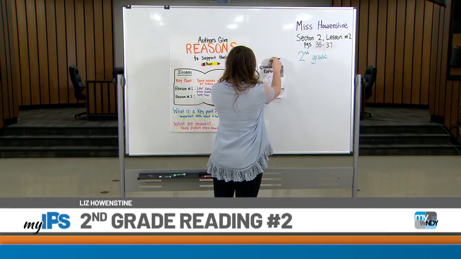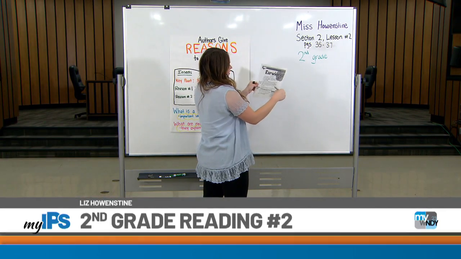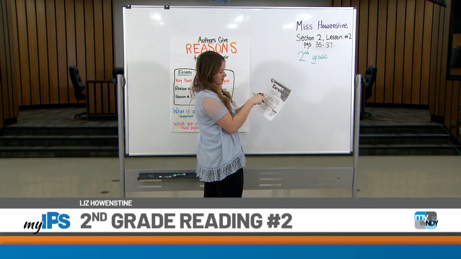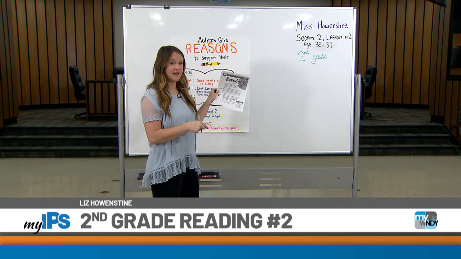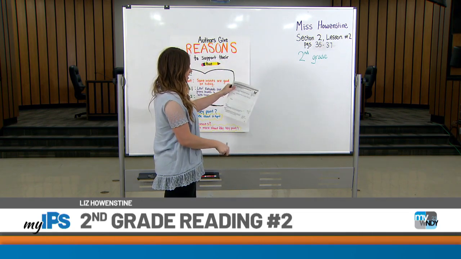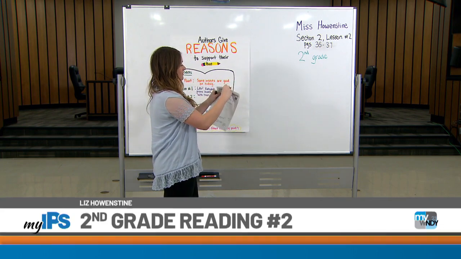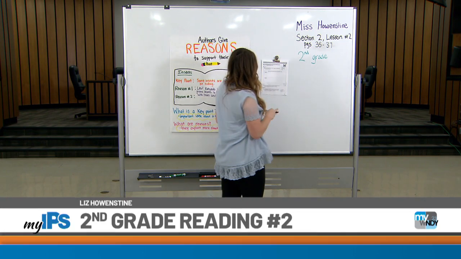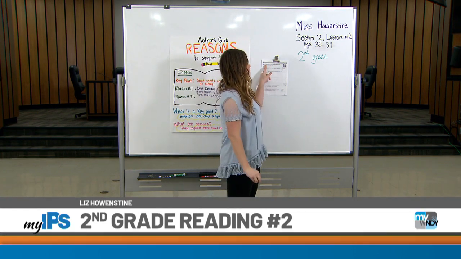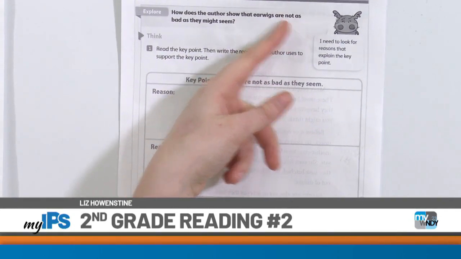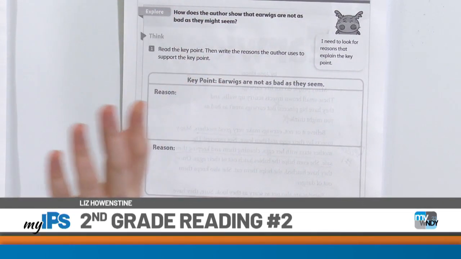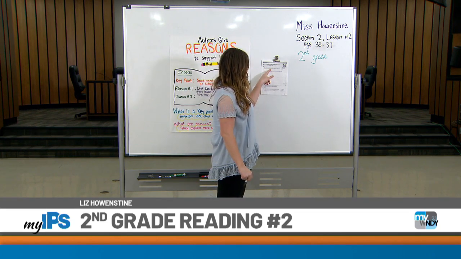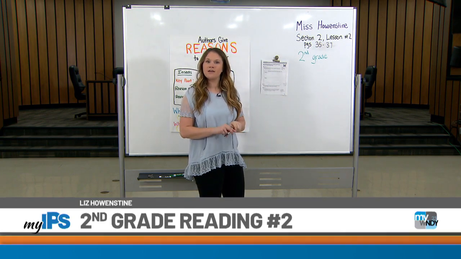Now I want to turn it over, and I know yours will look the same way, so it might be hard to flip back and forth. So you may want to copy these before you turn over to the back, so you can see what you're going to write. If not, you'll just flip back and forth like I'm going to probably do. So let's look where it says up here, explore. How does the author show that earwigs are not as bad as they might seem? Okay, we said that was our key point. Think, read the key point. Oh, it's already written for us, so that's one thing that you don't have to write.